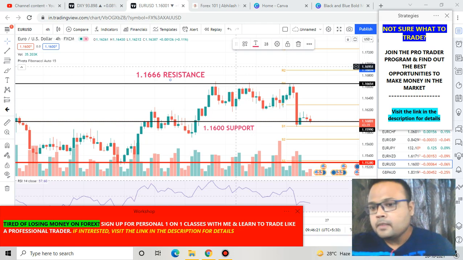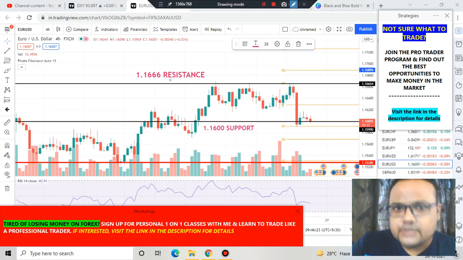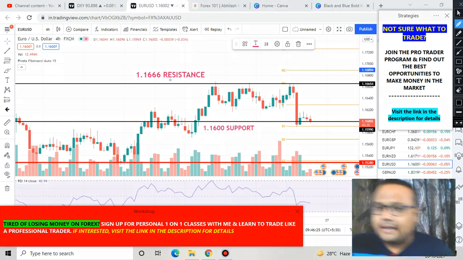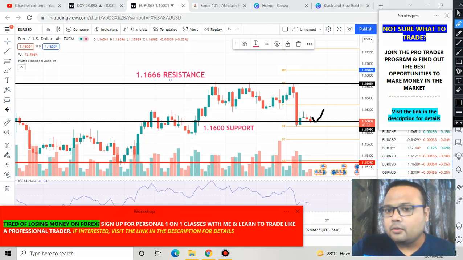And if you're an experienced trader, if you know what to do, then you can go for a buy if the market goes up from here, or if the market breaks the support and goes down, you can go for a sell.